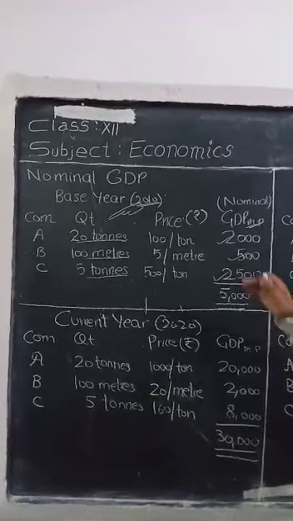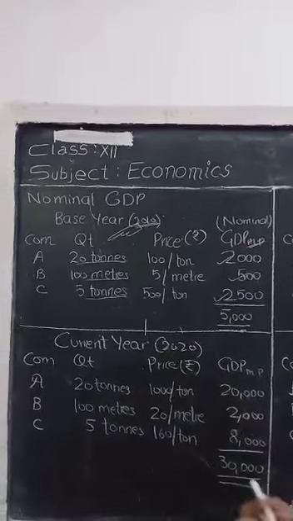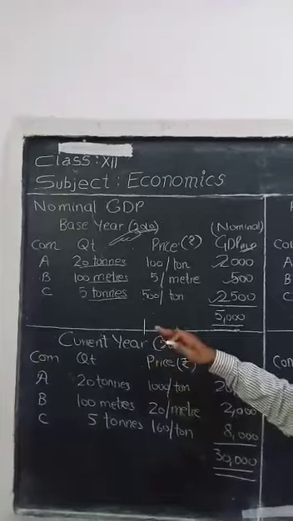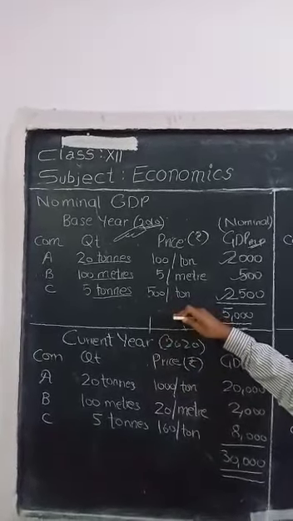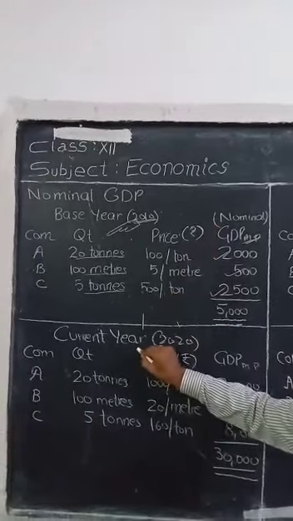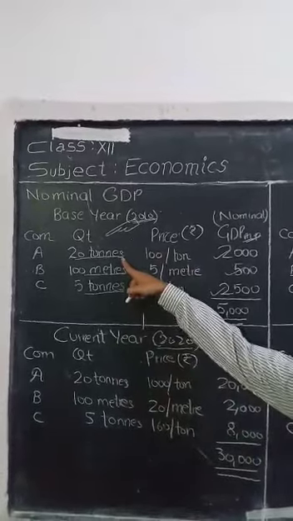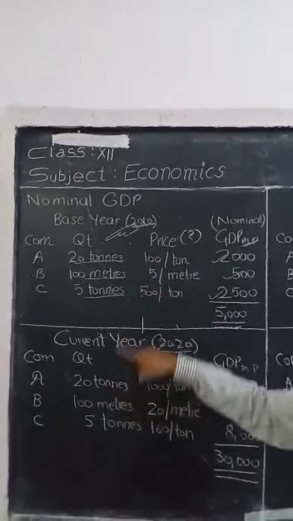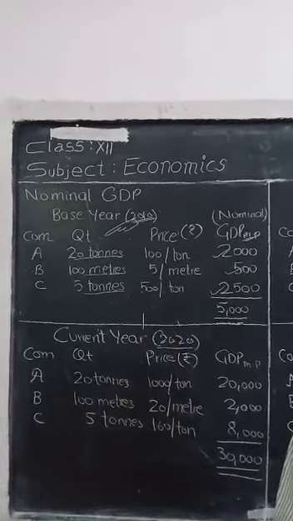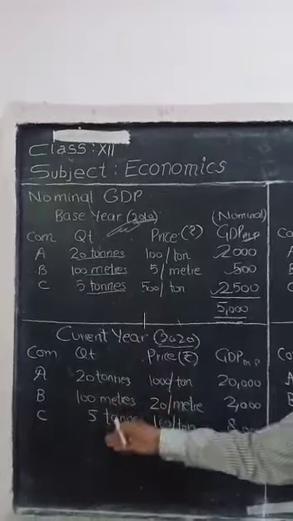But for your better understanding, for the comparison of the difference between real GDP and nominal GDP, we have the same part. This question is not over yet; you cannot think that the question is over. Now you can see the current year, that means 2020. Now you can compare: here is 20 tons, 100 meters, 5 tons. The production is not changing, so it cannot be called proper growth or real GDP. Why? Because the production is not changing.